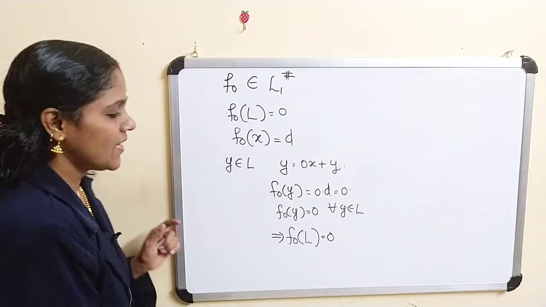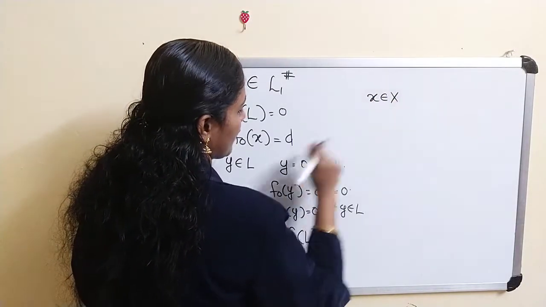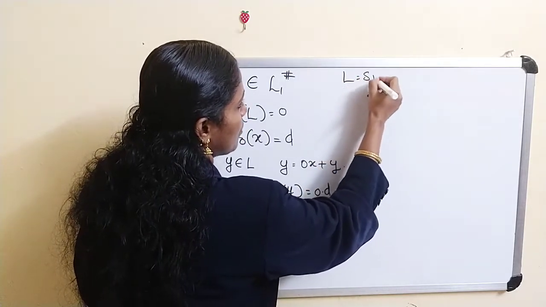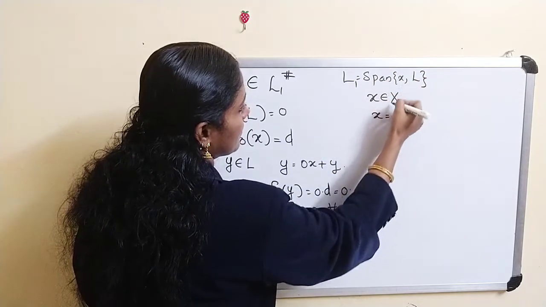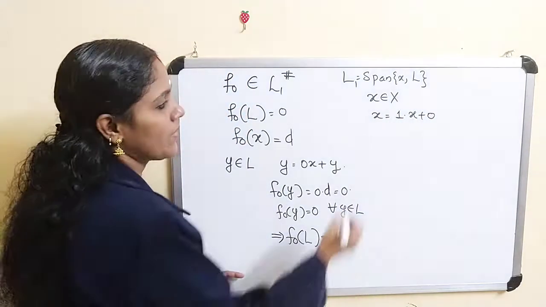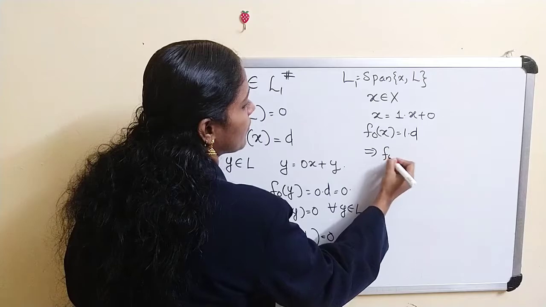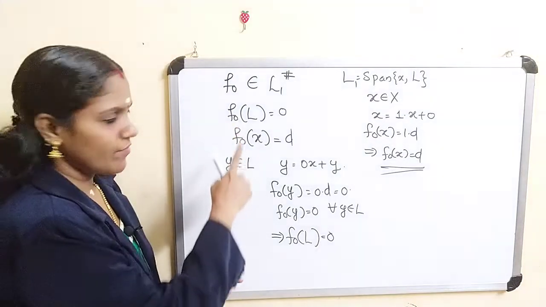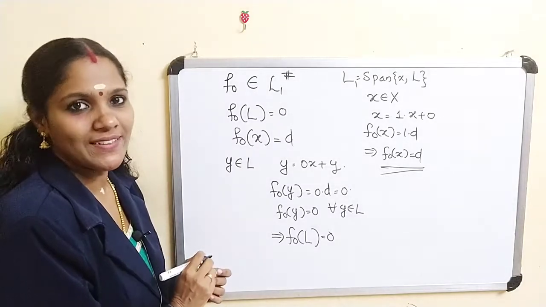Now what about f0 of x? For any x belongs to X, if you consider L1 equal to span of x and L, for this x you can write it as 1 into x plus 0, where 0 belongs to L. And f0 of x is equal to 1 into d. This implies f0 of x is equal to d. Therefore, f0 is a linear functional satisfying this condition. Now we have to prove f0 is a bounded linear functional.